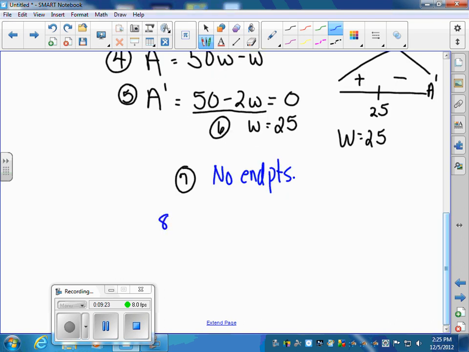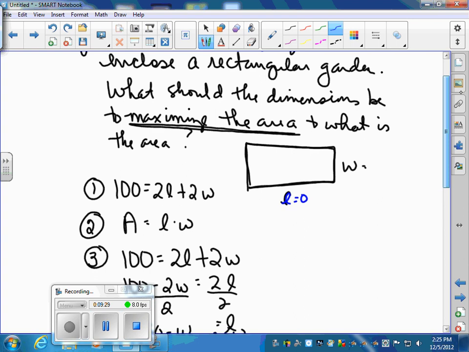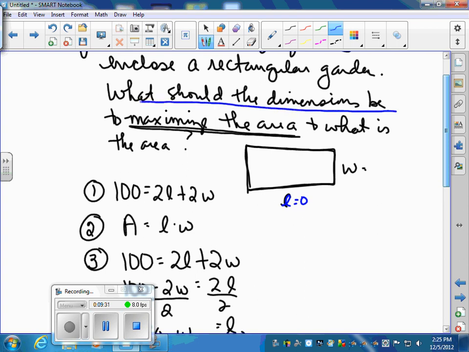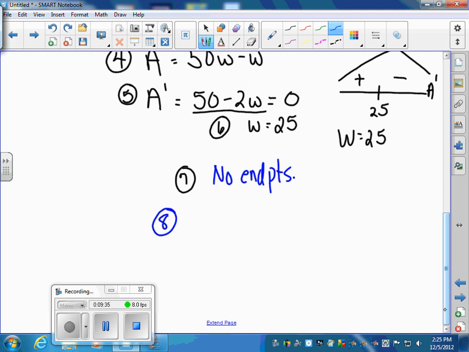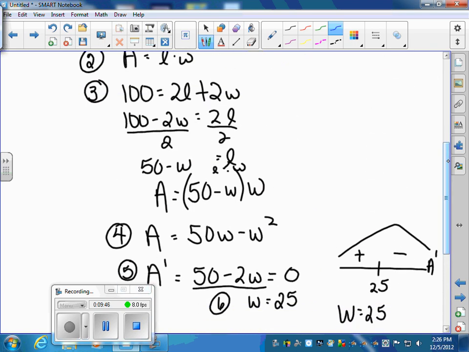And then number 8, we're going to make sure we answer the question. So let's go back. The question was, what are the dimensions? What should the dimensions be? So we know one of them. We know that the width is 25. Now let's find the length. And if we go back to where we solved for a variable, here's what the length is. The length is 50 minus W.